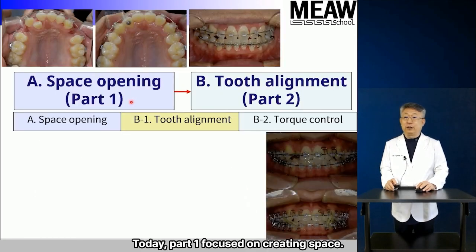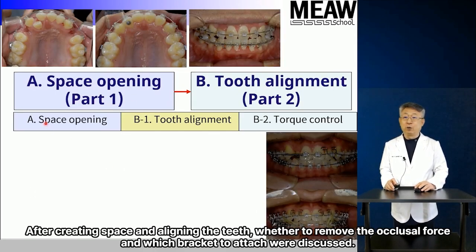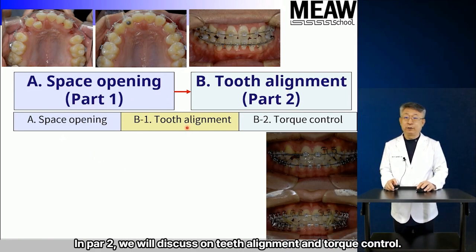Today, Part 1 focused on creating space. After creating space and aligning the teeth, whether to remove the occlusal force and which bracket to attach were discussed. In Part 2, we will discuss teeth alignment and torque control.